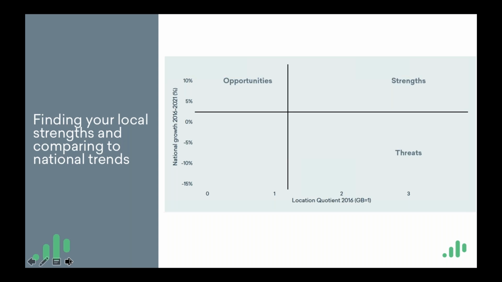And essentially, this shows what's growing nationally. So if we were to assume that there was an industry located in this top right quadrant, then that would be a strength, as you would have a significant proportion of it locally, which gives you a comparative advantage. And the growth is projected to be quite significant nationally. By the same method, if you had something in the bottom right quadrant around threats or risks, then essentially we've got declining growth, but you've got a high proportion of it locally. You've got a comparative disadvantage.